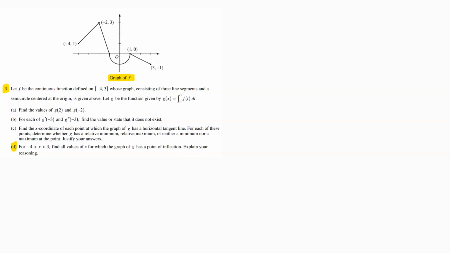Then diving into D, D wants to know, on this interval from -4 to 3, find all the values of x for which the graph of g has points of inflection. So what does a point of inflection mean? In order to have an inflection point, it has to meet two criteria. It has to fit both of these things.